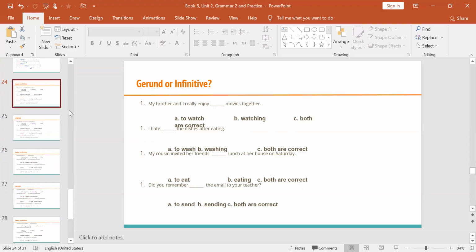So my brother and I enjoy movies together. We'll do this together. It will be my brother and I really enjoy. Okay, let's get this pen working. We enjoy watching movies together. I hate blank. I hate to wash the dishes afterwards. I hate washing dishes afterwards. Both are correct.